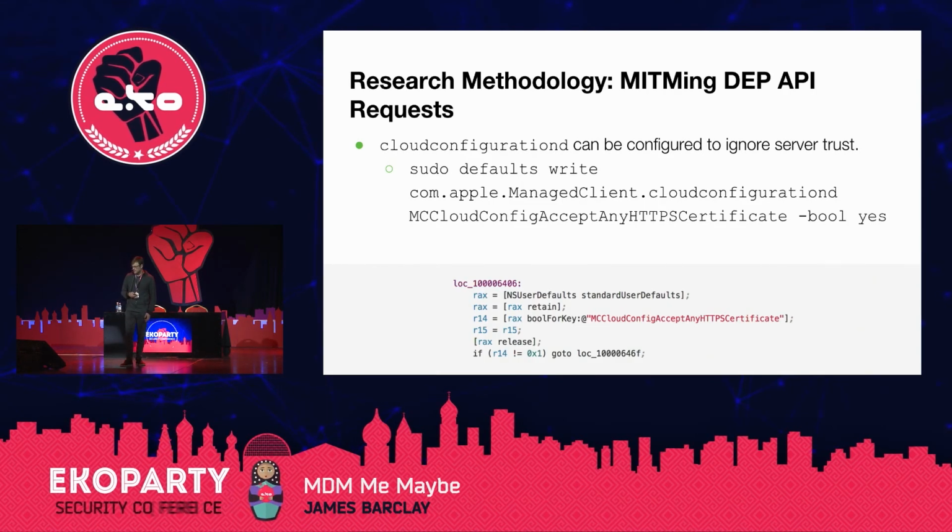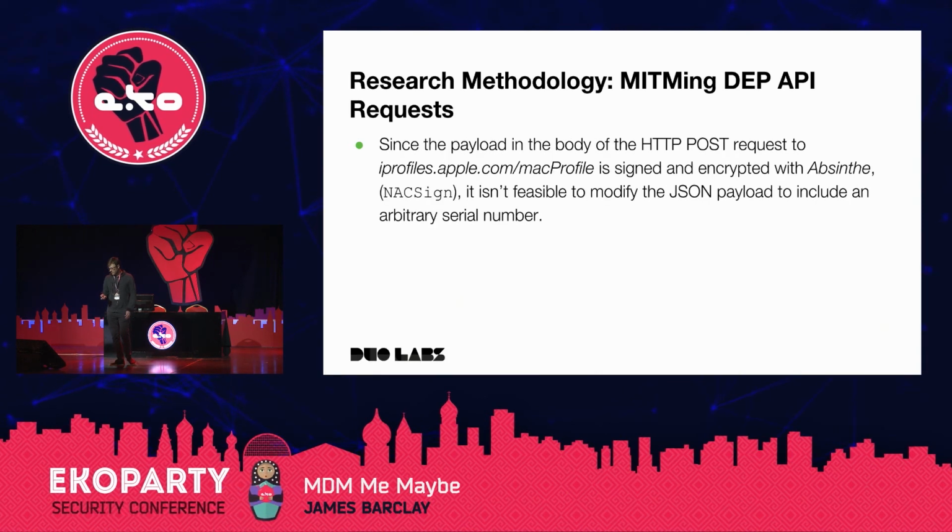So the next approach that we considered was man-in-the-middling requests to the DEP API. Cloud Configuration D does certificate pinning, but we found that this can pretty easily be changed by flipping the MCCloudConfigAcceptAnyHTTPSCertificate flag to true. But like I mentioned earlier, this payload is encrypted, so it wasn't feasible to modify it before it's actually sent to the API without having the keys required to decrypt it.